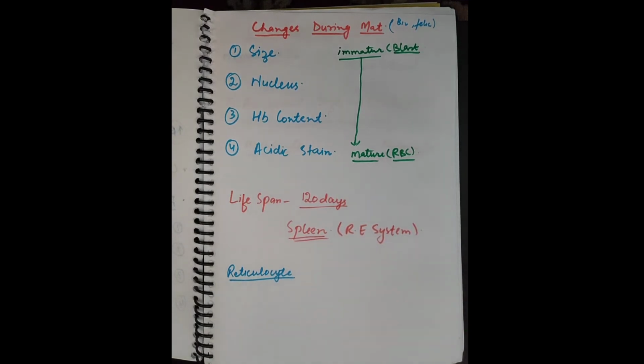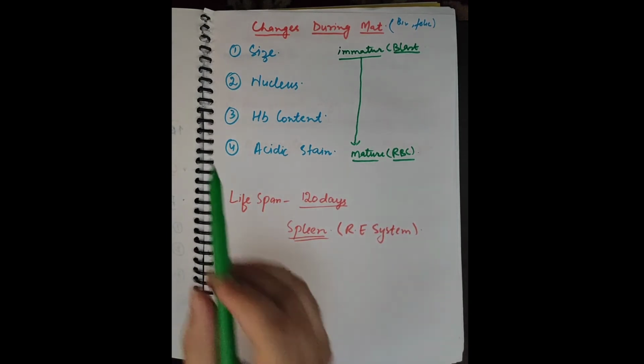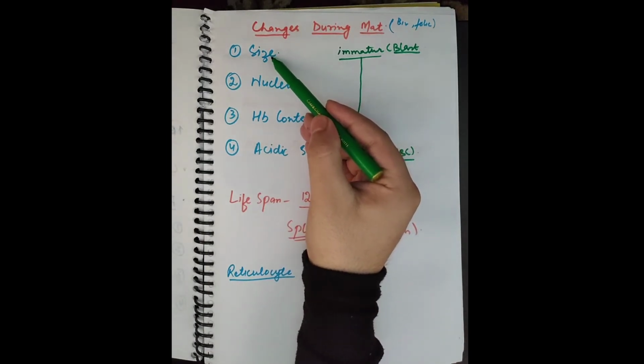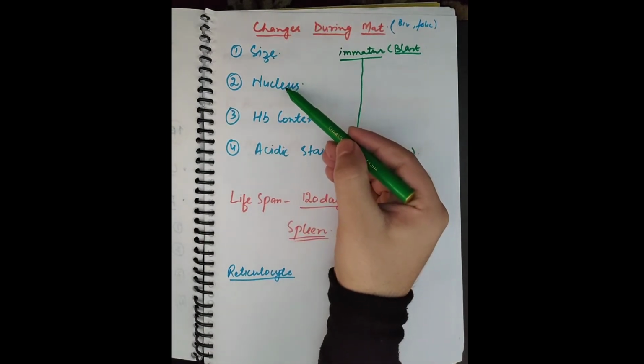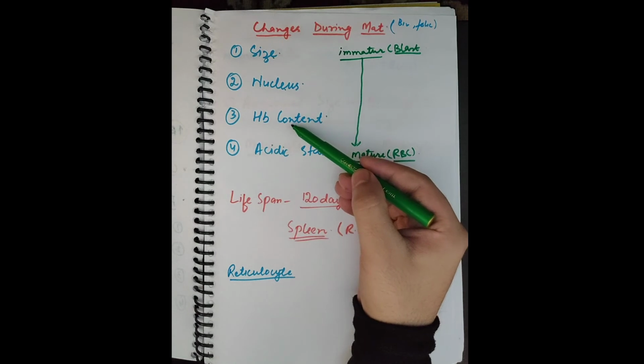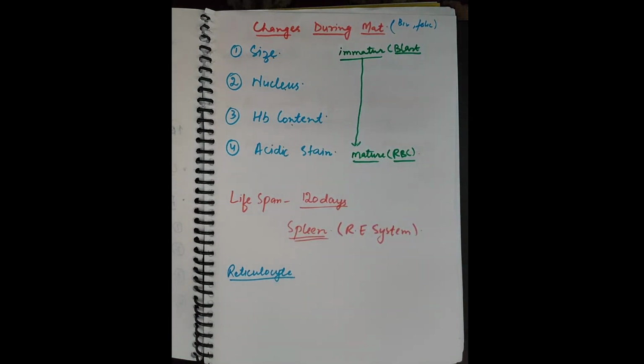What is the difference between these cells? As the RBC matures, what happens to the RBC? I will discuss it under 4 headings. What happens to the size of the RBC, what happens to the nucleus of the RBC, what happens to the hemoglobin content, and what happens to the acidic character of the cytoplasm. Okay, let's discuss these things in detail one by one.